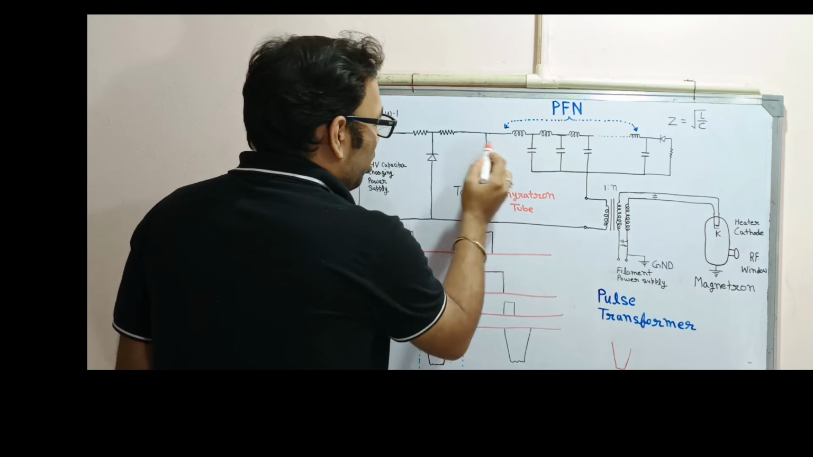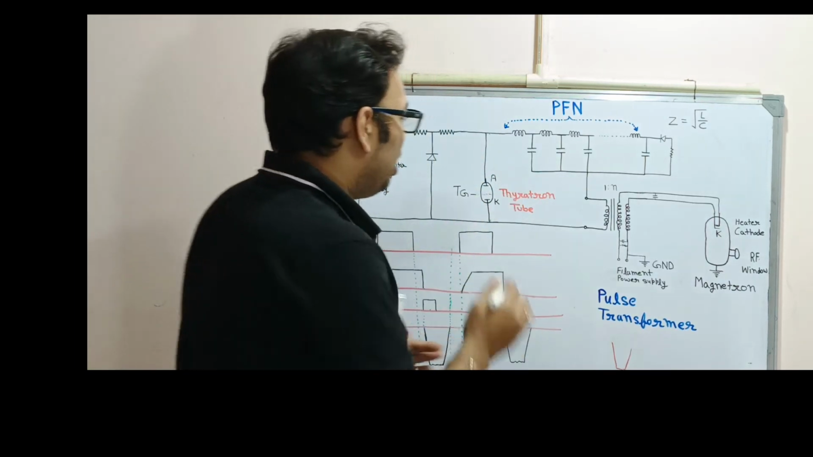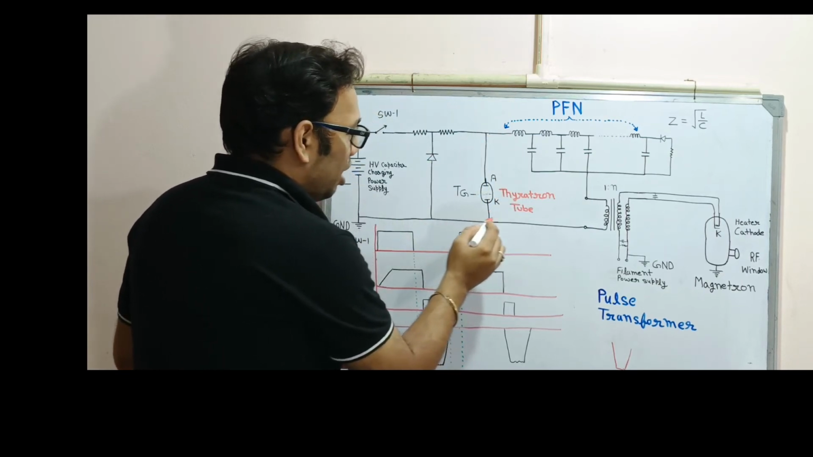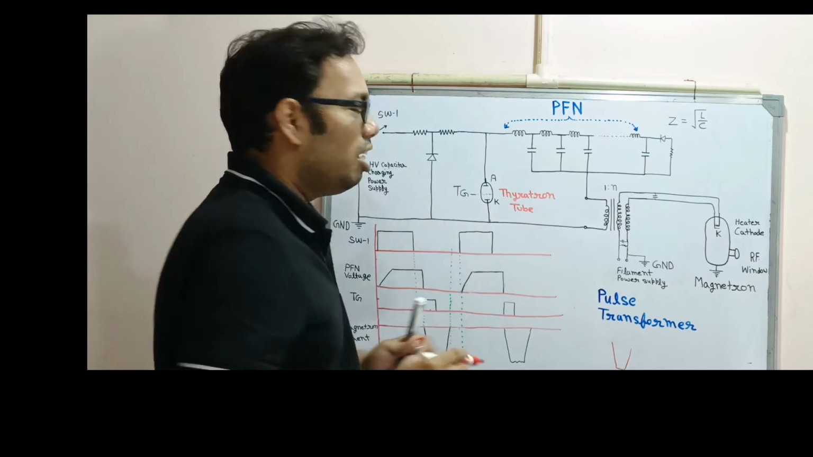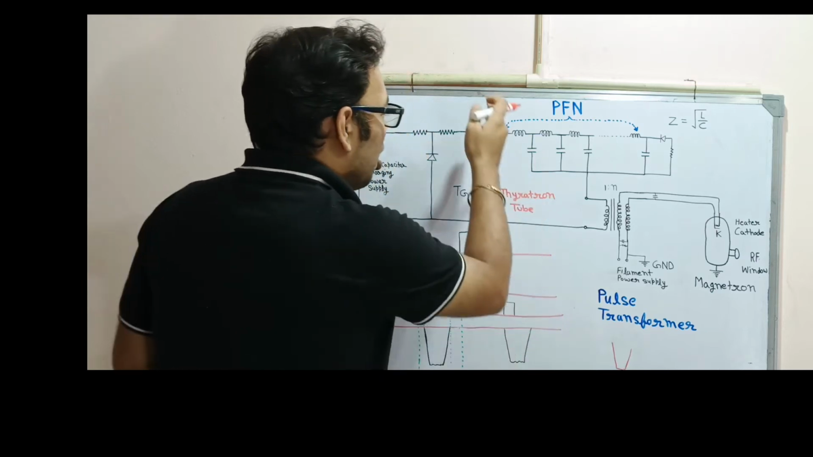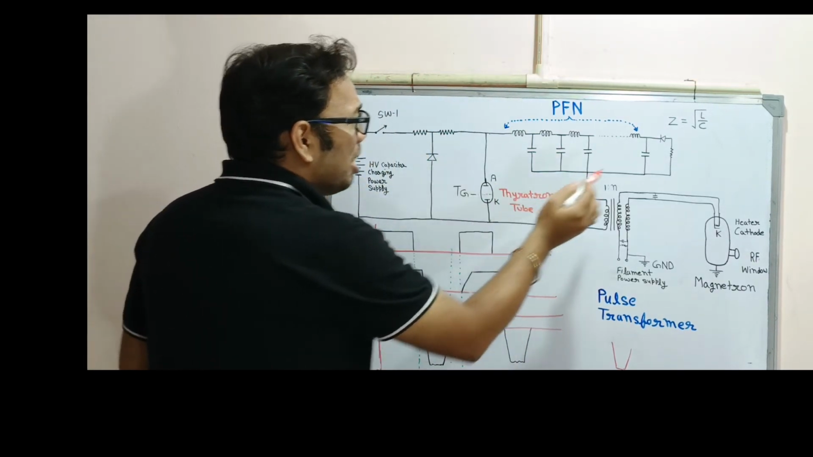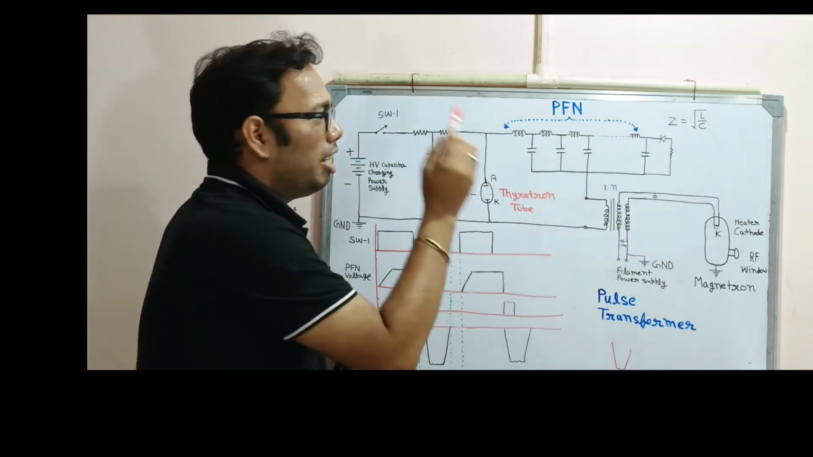After that, if you see here, one thyratron is there, a 3-terminal device. This thyratron anode is connected to the positive terminal, and the cathode is the ground reference. If you see here, this is the ground, and TG is the trigger of the thyratron. Whenever we give the trigger, this thyratron will start the conduction. Then after that, this is called PFN, pulse forming network.